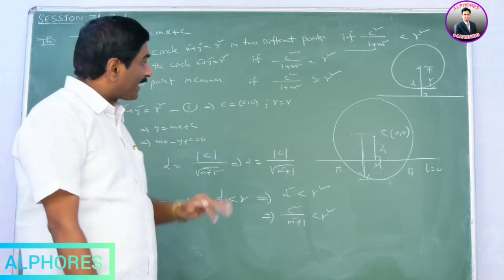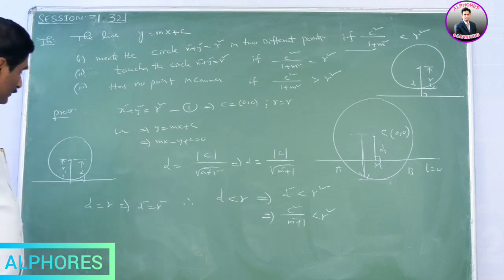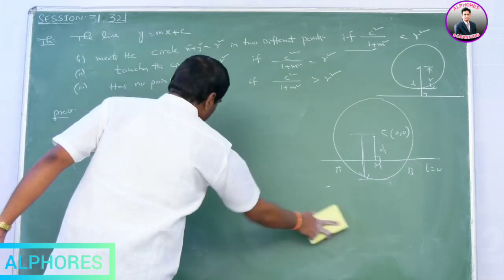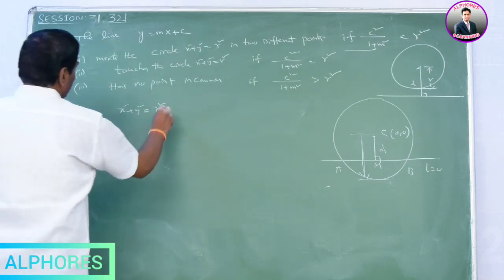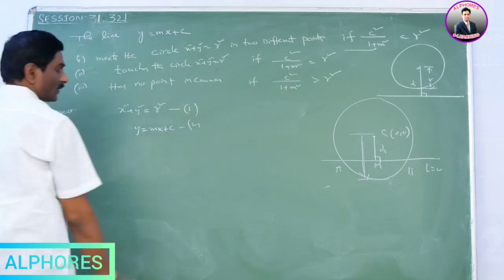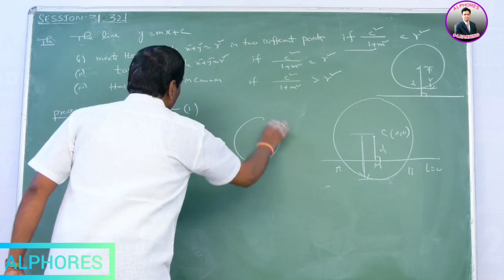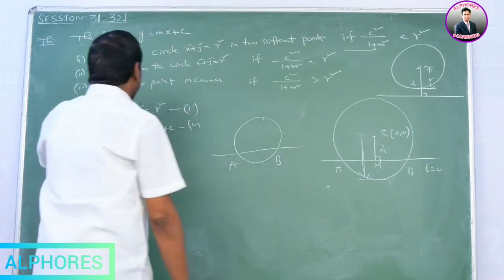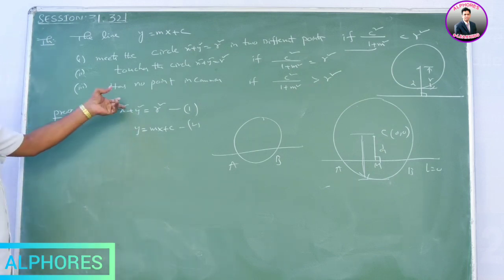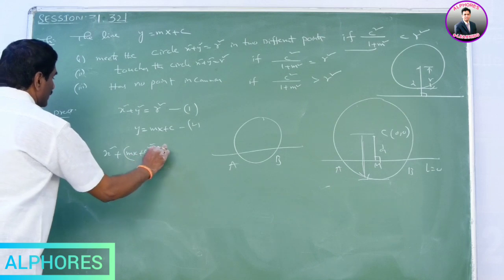Another method, we can solve by another method. Please observe this point. What are the given equations? Equation of the circle is x square plus y square is equal to r square. Y is equal to mx plus c is the line. First one: meets the circle at two different points means these two are intersecting at two different points. By solving these two, we get 2 points. That means substitute the value of y in this equation: x square plus (mx plus c) whole square is equal to r square.